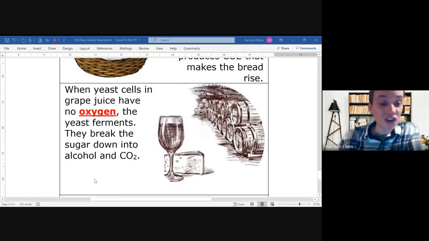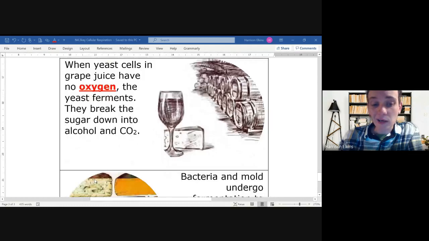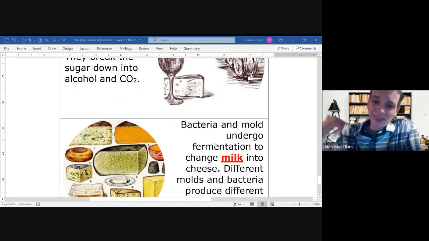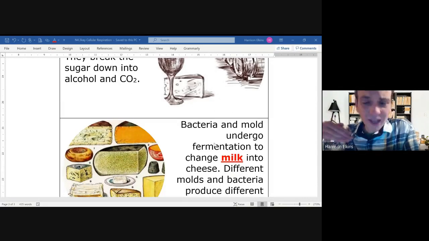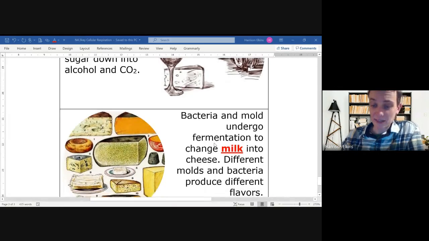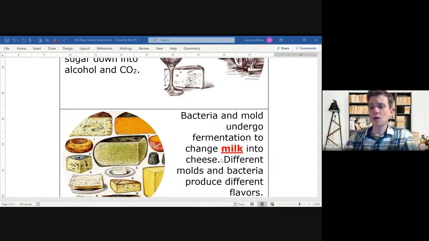All right. There's another way that we can create other kinds of food using fermentation. When you have bacteria and mold, when they do fermentation, so they don't have oxygen available, they're breaking down their own food. They're going to be producing certain chemicals that will change milk into cheese. So this is how we make cheese. This is how we make wine. This is how we make bread, is we're taking little organisms, we're not giving them oxygen and forcing them to break down sugar through fermentation instead of through the default cellular respiration, okay?